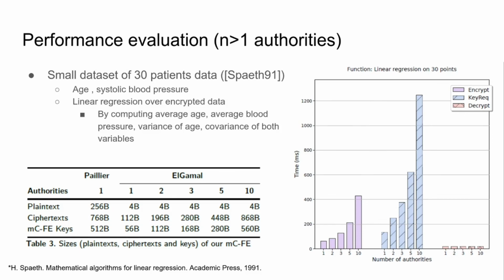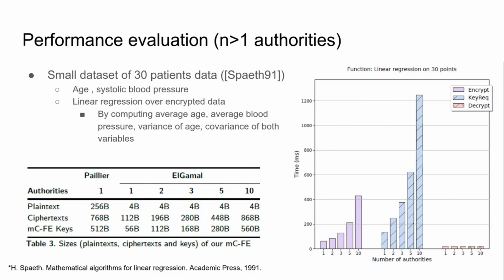As a proof of concept example, we consider a small medical record with data of 30 patients. We encrypt the age and systolic blood pressure of every patient and evaluate simple linear regression on the encrypted data. We report the times in the figure, where the key request is with respect to the 4 classifiers that we need in order to derive the regression line. These are the average age, average blood pressure, the variance of the age variable, and the covariance. As expected, the number of authorities slows down encryption and key request linearly.